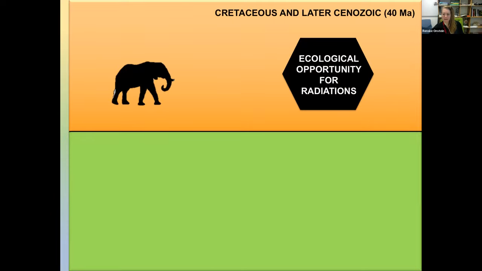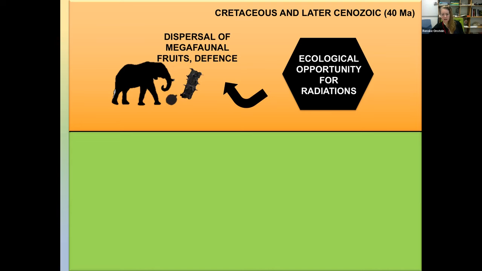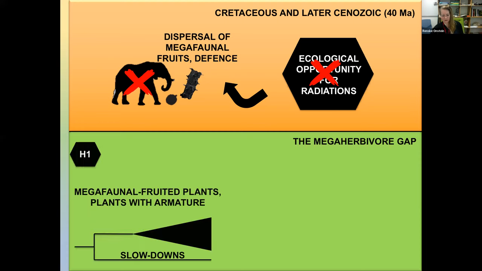So the hypothesis here we want to see is whether indeed during the Cretaceous and then the later Cenozoic with large mammals, these mega herbivores created ecological opportunities for radiations. So we think, of course, that they may have interacted with megafaunal fruits, as I presented before, but they may also have led to the evolution of defense traits and radiations in lineages with defense traits, such as spines or other types of armature. But then during the mega herbivore gap, there would be the absence of these ecological opportunities, and this may therefore lead to shifts in diversification.